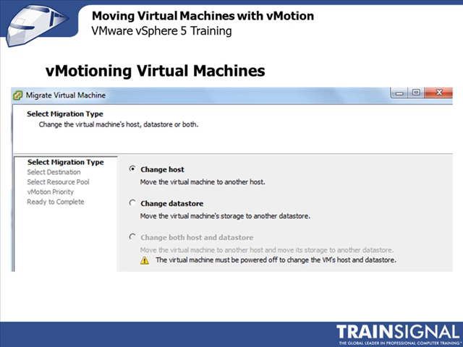Note that you can't actually change both the host and the datastore at the same time, unless the virtual machine is powered off. And because the virtual machine is powered off, it really isn't a vMotion or a storage vMotion, either one. It's really just a copy of the virtual machine configuration file and disk file from one datastore to another, and then it unregisters it from one host and re-registers it on another host. So at this point, let's go over to the vSphere client and get started with our vMotion configuration.